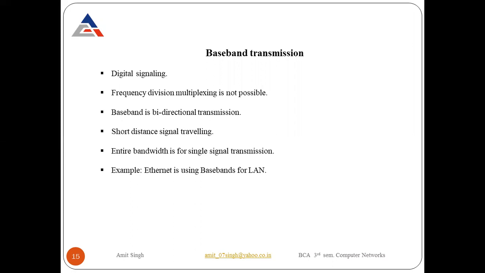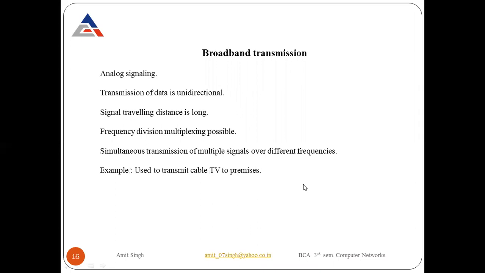An example: Ethernet is using baseband for LAN. LAN is called the local area network. Whenever we are making a local area network, Ethernet systems are there, that are using the baseband for the local area network. This is all about the baseband transmission. And the next is broadband.